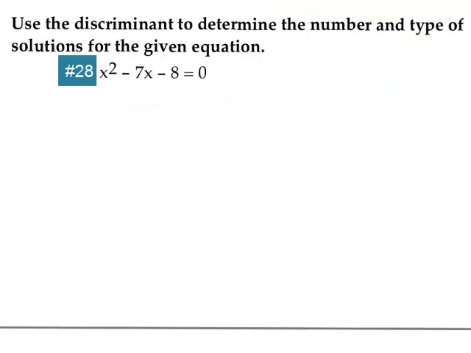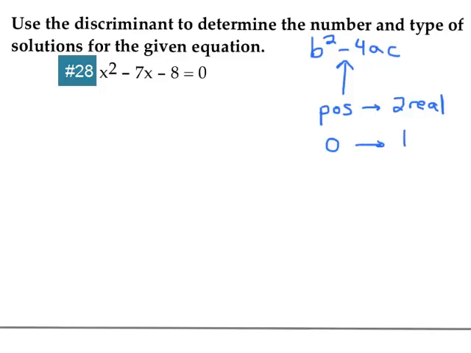Use the discriminant to determine the number and type of solutions for the given equation. The discriminant is b squared minus 4ac. If when you work that out, you get a positive number, you have two real solutions. If you get 0, then that's one real repeated solution. If you get a negative number, that's two imaginary solutions.